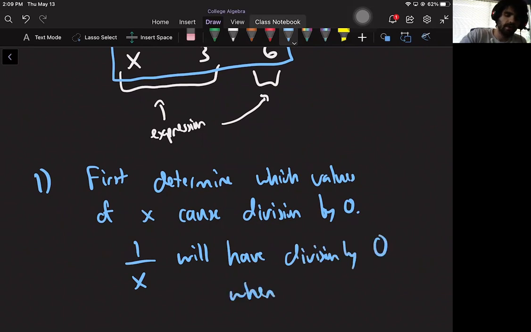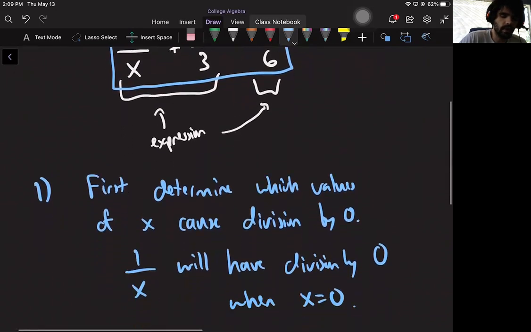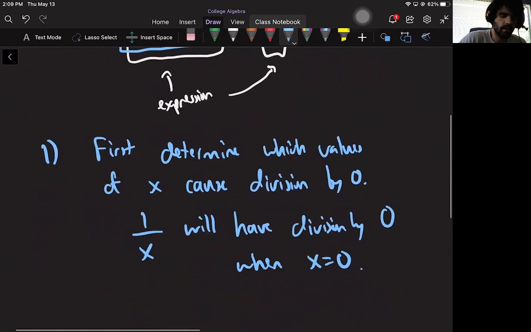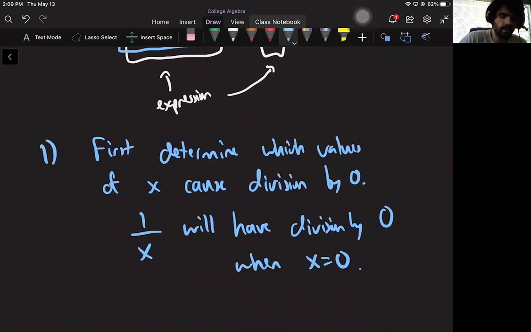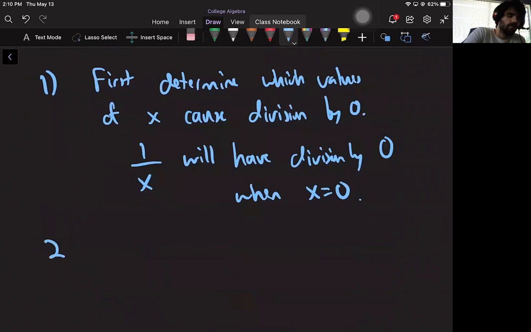When? Well, if x equals 0, then you'll get 1 over 0. So x equals 0 is not a solution to the equation. It's sort of like an anti-solution. It's like the worst thing possible. It causes division by 0. So we just note it for later. It doesn't really help us solve. What it does is it helps us eliminate solutions. Okay, we'll do that later.